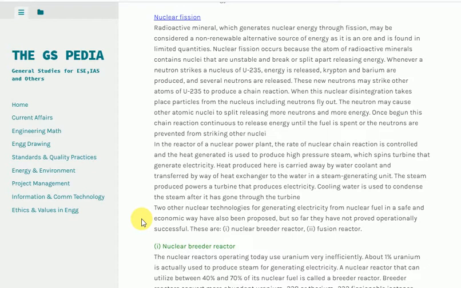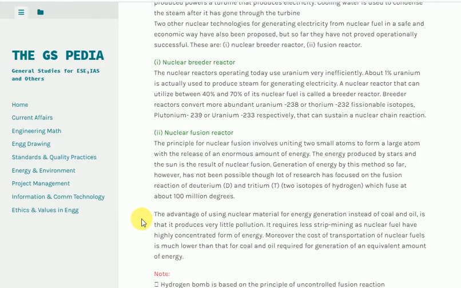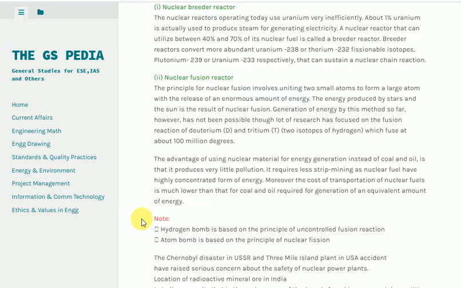Two other nuclear technologies for generating electricity from nuclear fuel in a safe and economic way have also been proposed, but so far they have not proved operationally successful. These are 1. nuclear breeder reactor, 2. fusion reactor. 1. Nuclear breeder reactor. The nuclear reactors operating today use uranium very inefficiently. About 1% of uranium is actually used to produce steam for generating electricity. A nuclear reactor that can utilize between 40% and 70% of its nuclear fuel is called a breeder reactor.